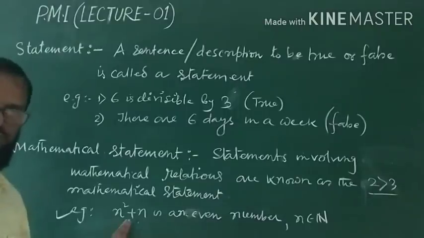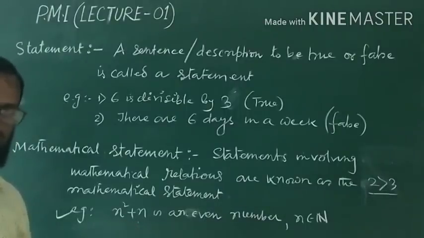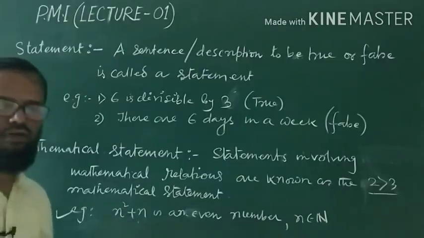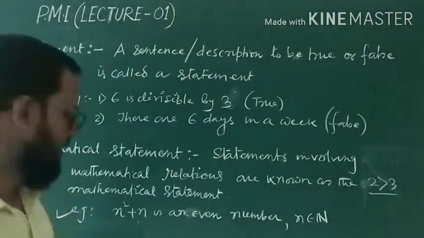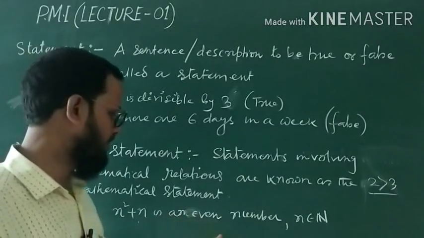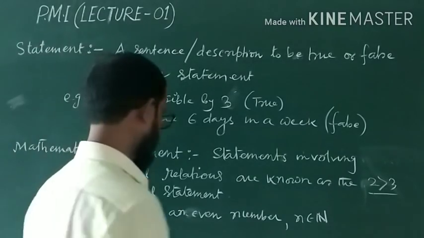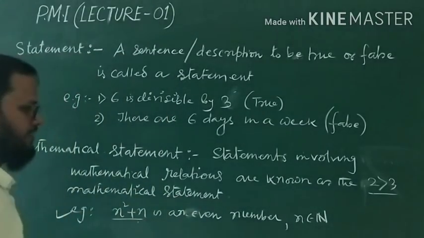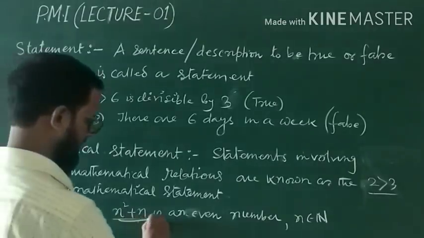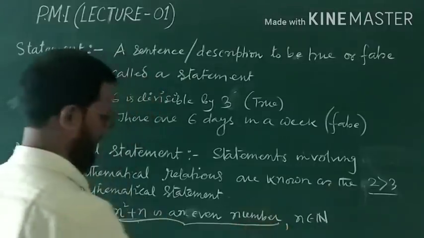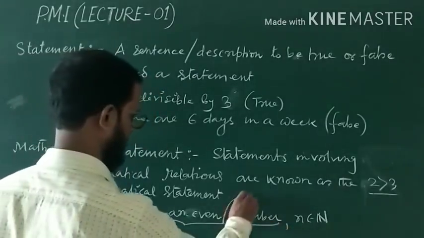This is a statement. It may be wrong or it may be true, but definitely we will get a result. If we put the value of n as 1 we will get a result, if we put 2 we will get a result, if we put 3 we will get a result. The result may be even or it may not be. The statement is: n square plus n is even. If it is true for all natural numbers, then Pn is true. If I say n square plus n is even and it is related to natural numbers, we will denote this particular statement by a symbol. The symbol is Pn.